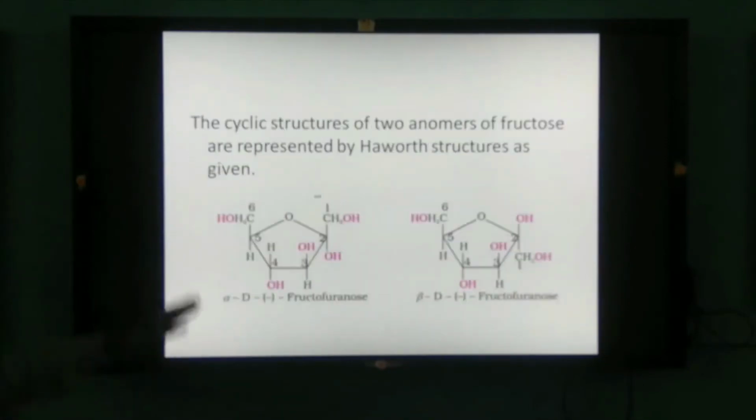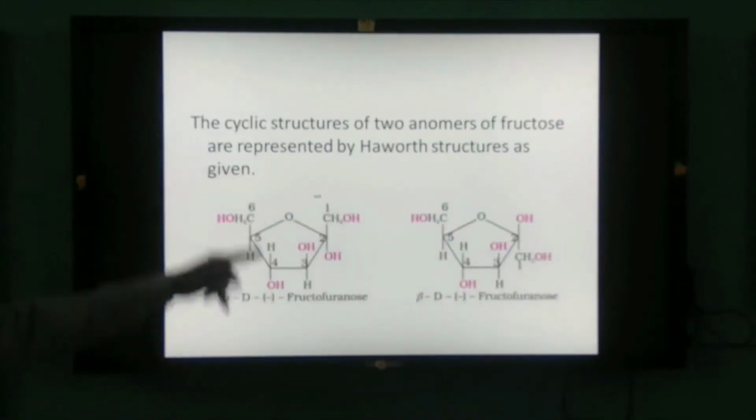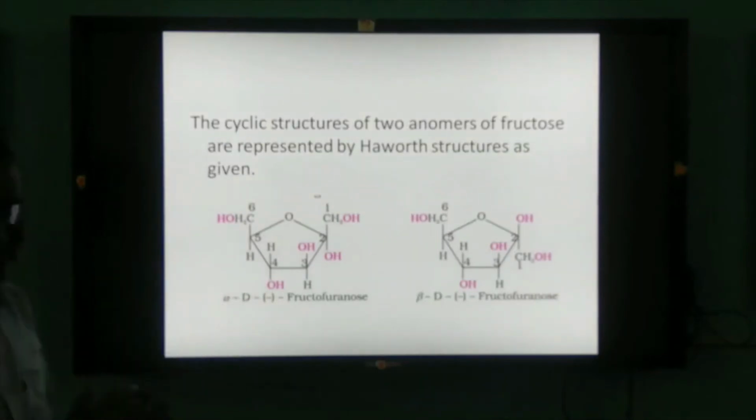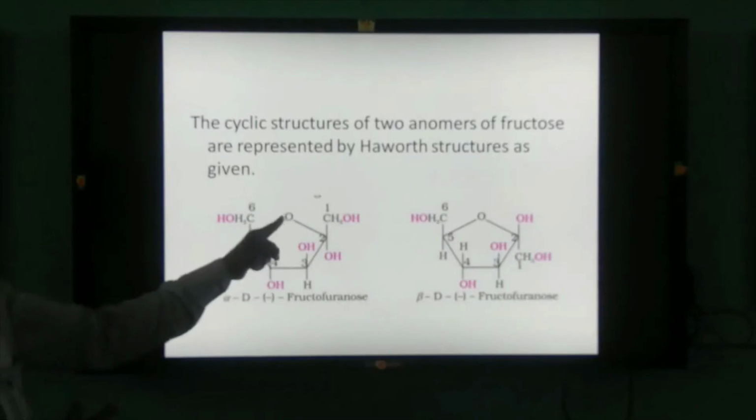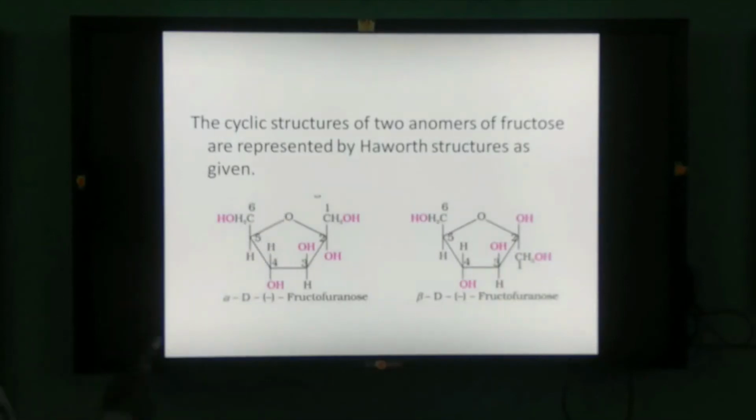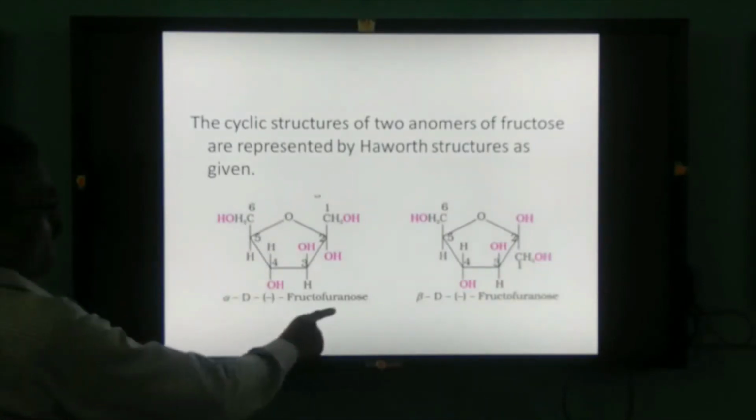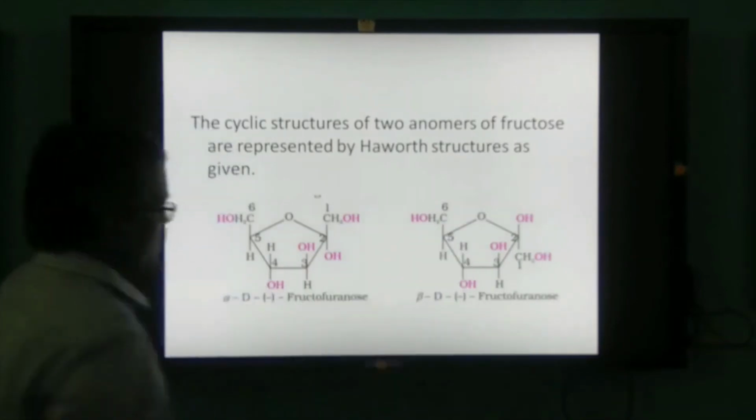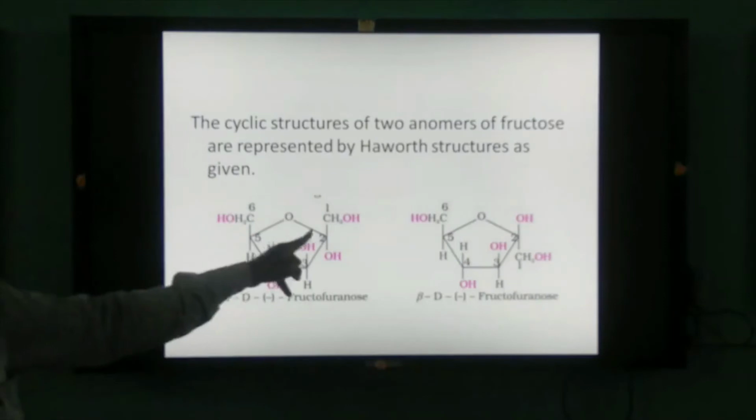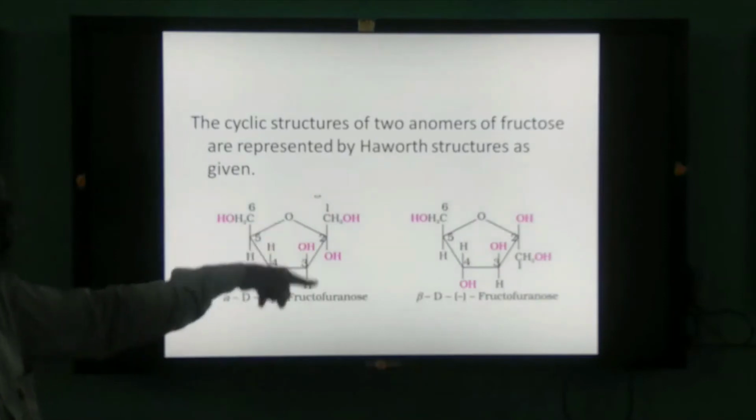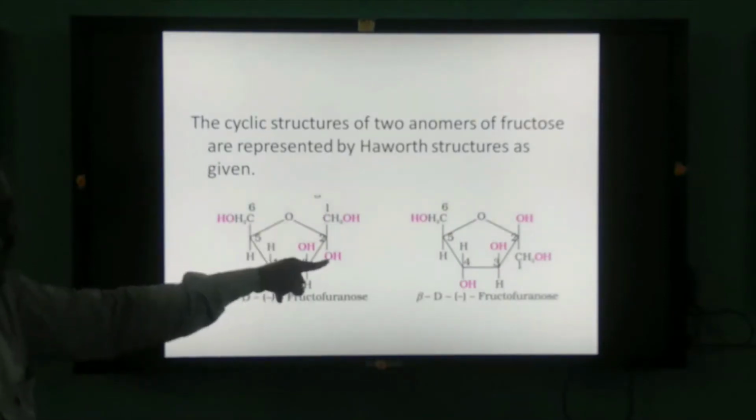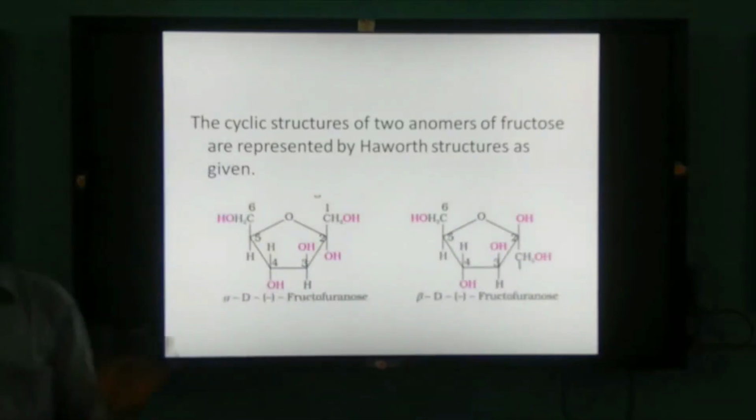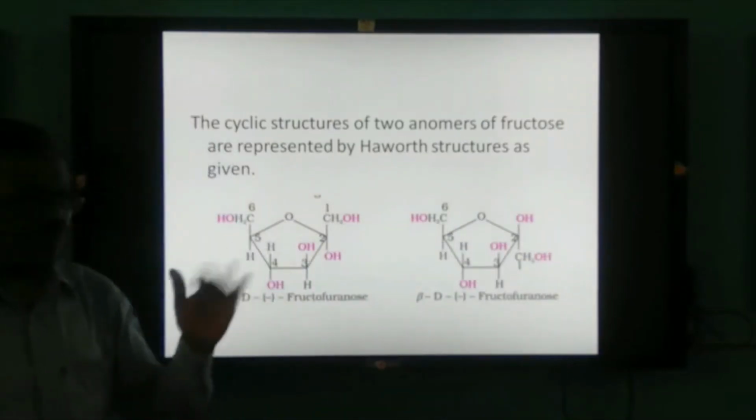You see the cyclic structure of the same thing can be written in the form of a 5-membered ring, a furanose structure. It is called a furanose. Only 5-membered, one corner is occupied by the oxygen. It is called fructofuranose. Alpha D minus, beta D minus. Again, you can see the arrangement on first and second carbon: CH2OH top, OH down; OH top, CH2OH down. So this is again a Haworth structure for fructose.